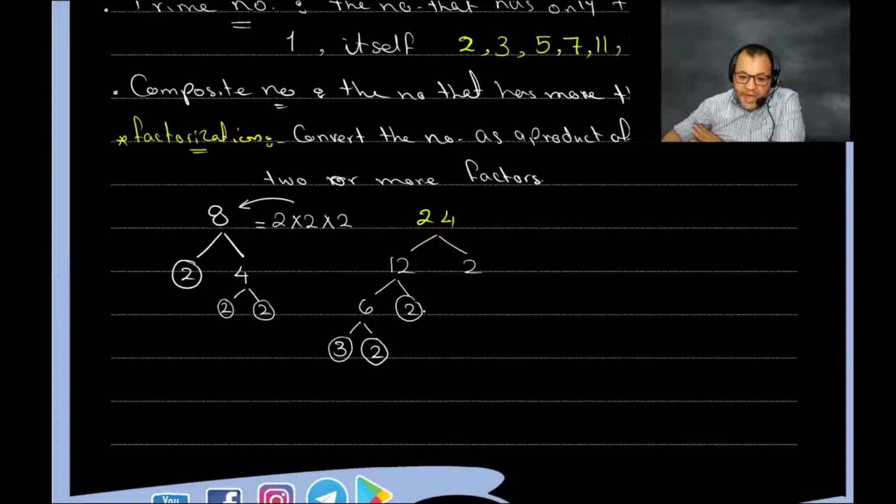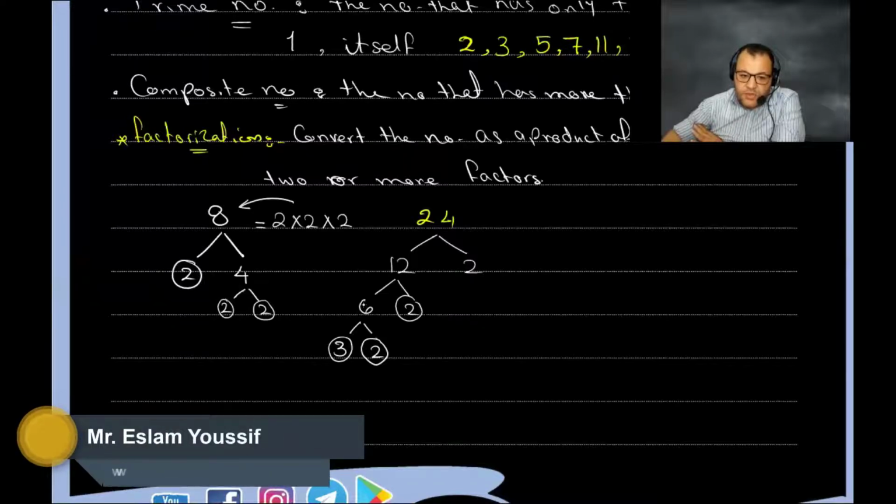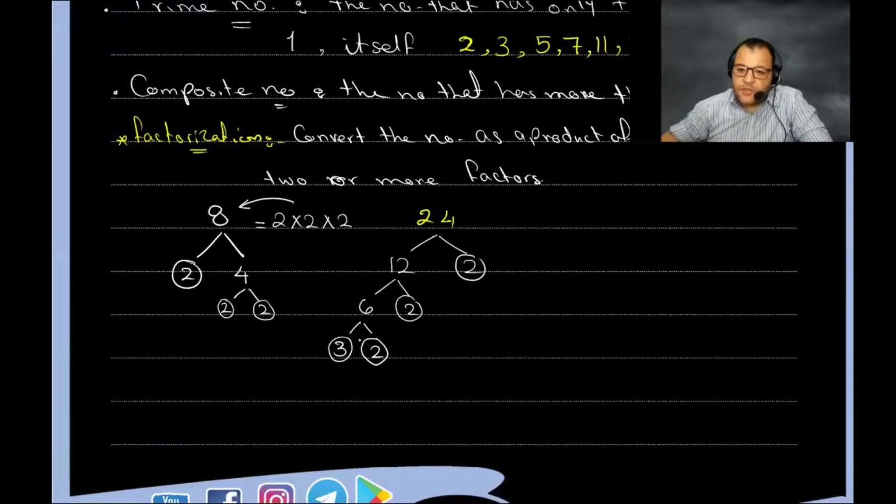We just look at the end. Don't say I will look at 6, because 6 we divide it. We convert 6, so 2 again, that is the last part. We just look at the last part of the 3. So what are the factors of 24?